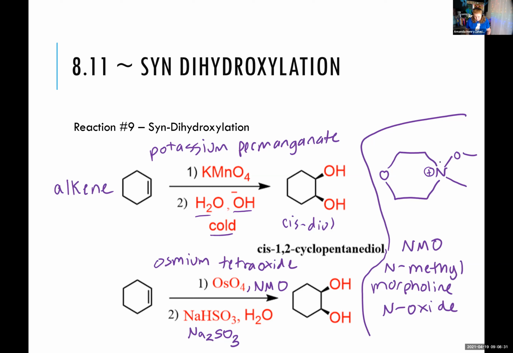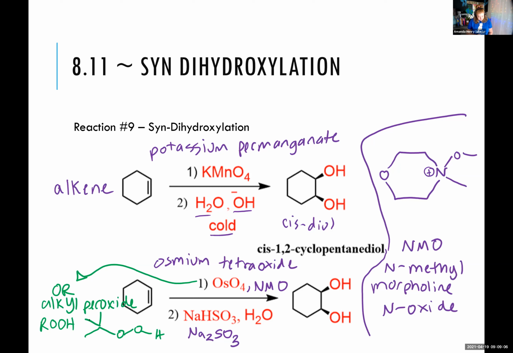There's one more option though. This is one of those reactions that's a little bit annoying because there's just so many ways to do it. So instead of using osmium with NMO, it could also be an alkyl peroxide, which would just mean that we have a carbon chain with 2 oxygens and a hydrogen. So a very common one is that, which is tert-butyl hydroperoxide.